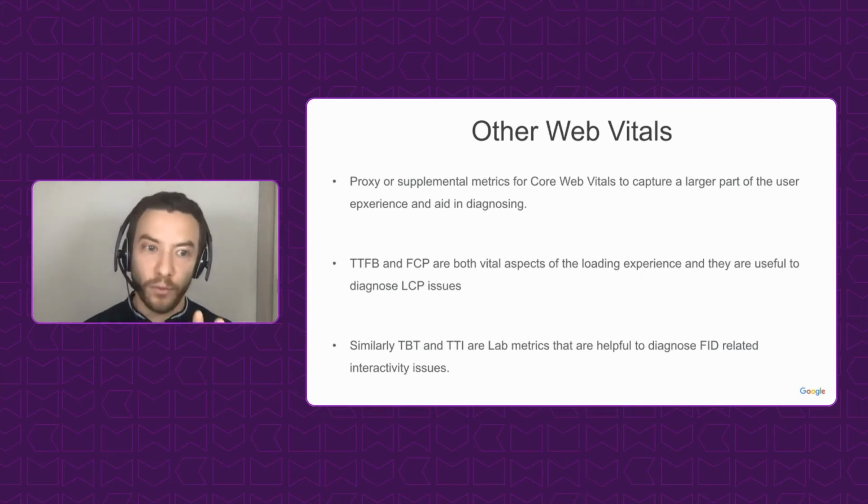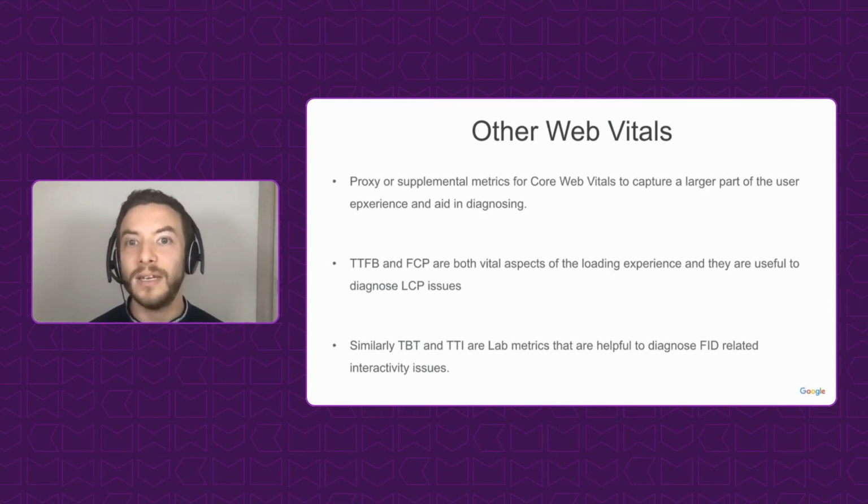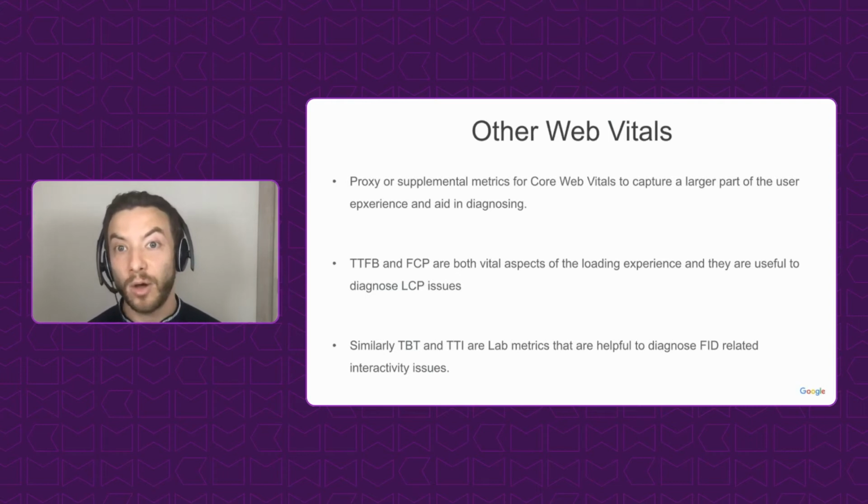Similarly, for the FID metric, it's possible to look at other discrete indicators such as TBT or total blocking time, or TTI or time to interactive. These are really strong lab metrics which might be helpful for you in order to diagnose FID or first input delay related interactivity issues.